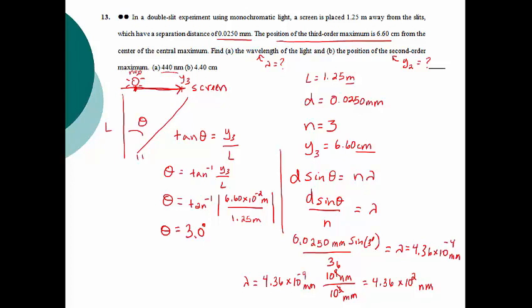I suspect that they use the approximation, which I'm not a fan of, because you have to determine if the angle is small, small being basically less than 10 degrees. So if you find the angle, you might as well use the actual equation rather than using the approximation. And now we want to know the position of the second order.